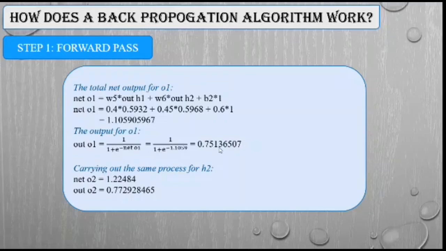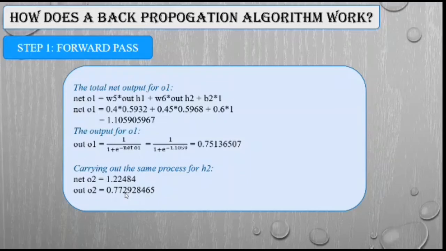Next, we will do the same thing for O2. We will multiply the weights with the corresponding inputs and the resultant linear output is passed through the sigmoid activation function and get the result as 0.7729. So now we got the values for O1 and O2.